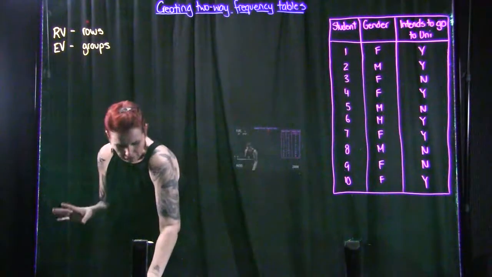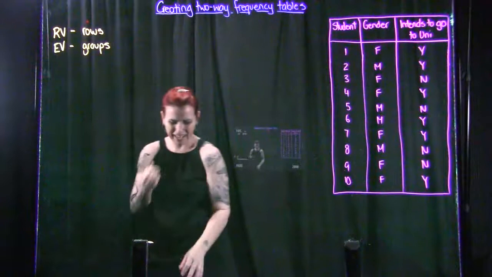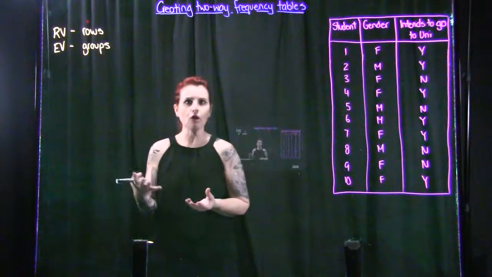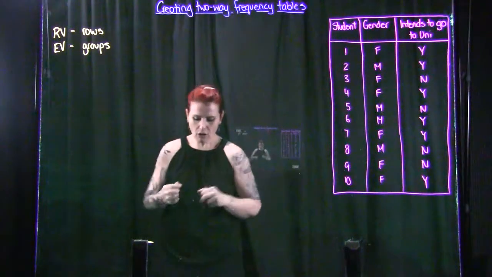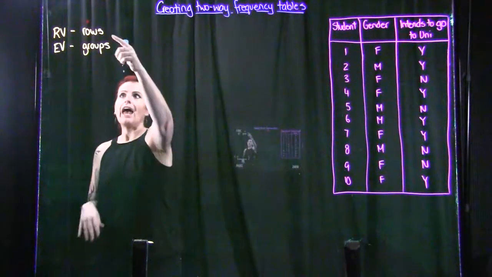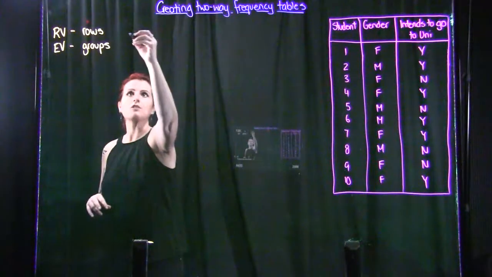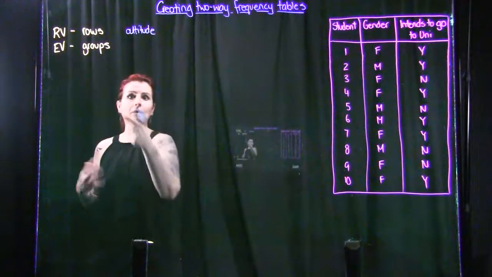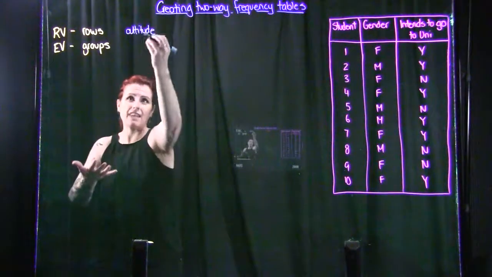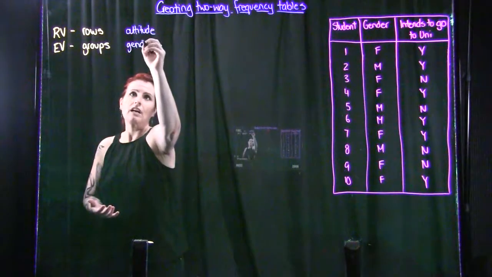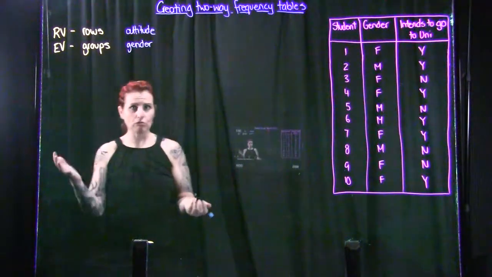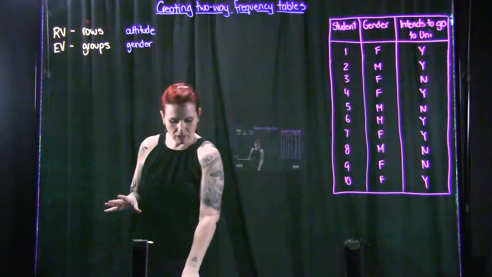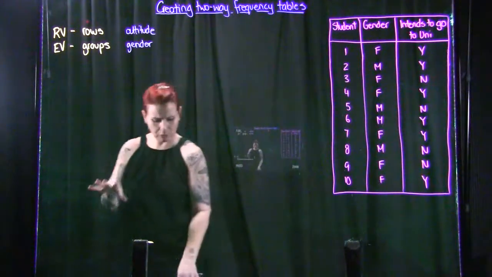Now, we think that someone's attitude to gun control may depend upon their gender, okay? So first of all, our response variable is going to be the attitude they have to gun control. And our explanatory variable, what we think explains their attitude, is their gender. Are they more likely as male or female to be pro-gun? So from there, we can draw up our two-way table.